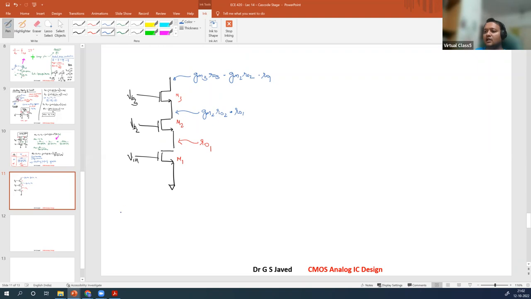As you can see, the Rout increases drastically as you cascode, but your voltage swing will fall drastically. So what is the minimum Vout here? Vout min will become Vov1 of this device plus Vov2 of this device plus Vov3 of this device. So your Vmin, or your voltage swing, will reduce by one more overdrive voltage. So this is called a triple cascode, right? This you will rarely use, but if you really want to use this circuit, you should not have a swing requirement.